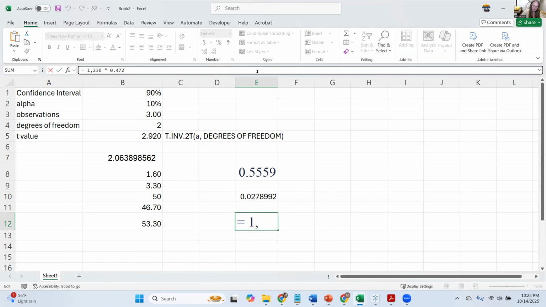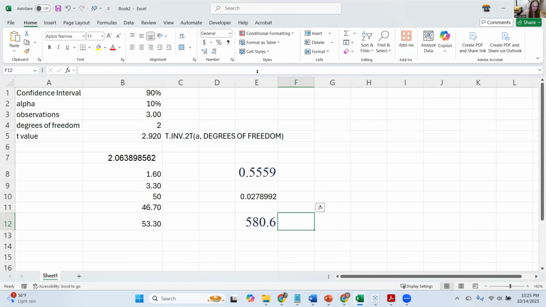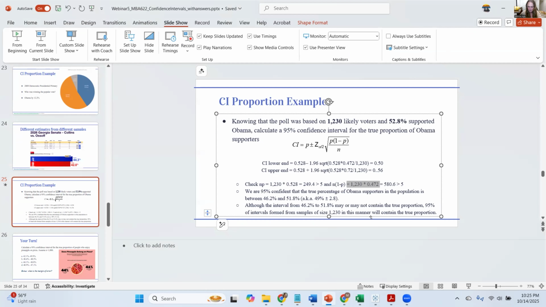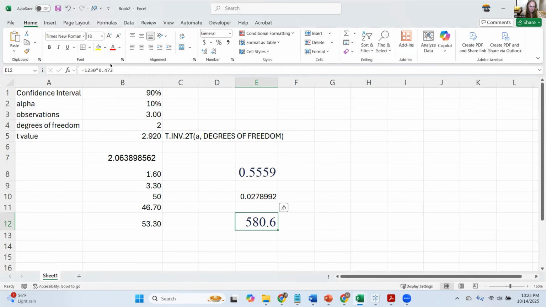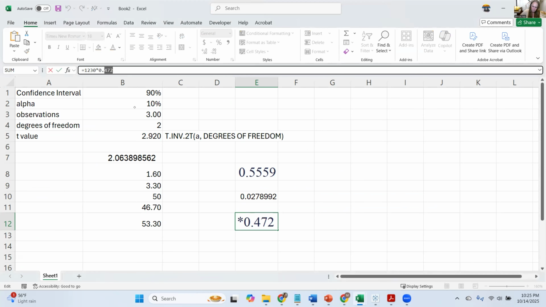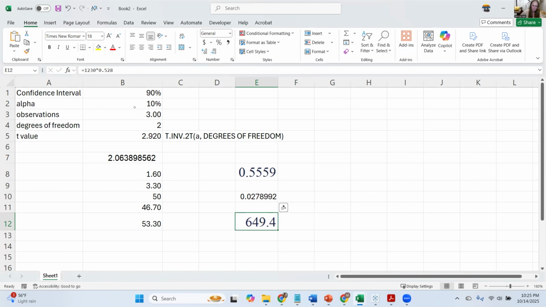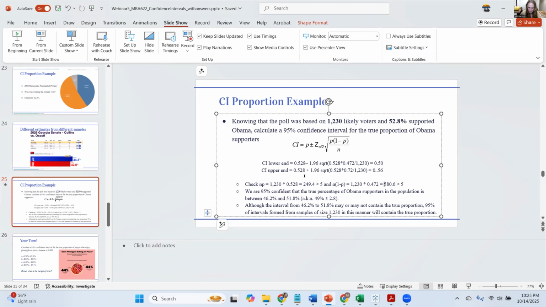Oh yeah, it does not like commas. Let's see if this works. 580.6. Yeah, right. I got the right answer. Okay. 649. All right. This should be 649. That's why I looked wrong.